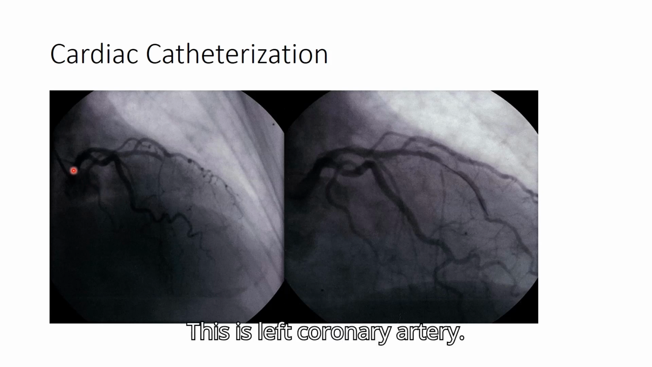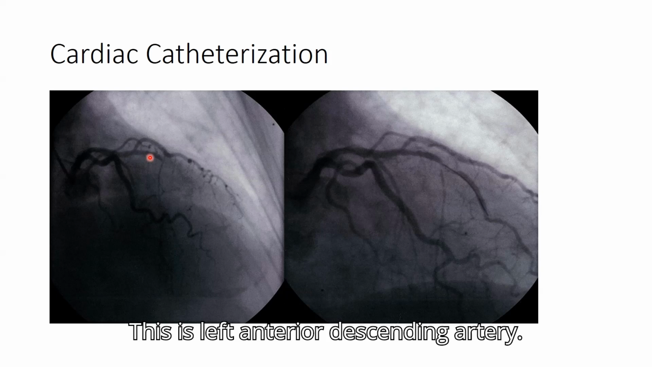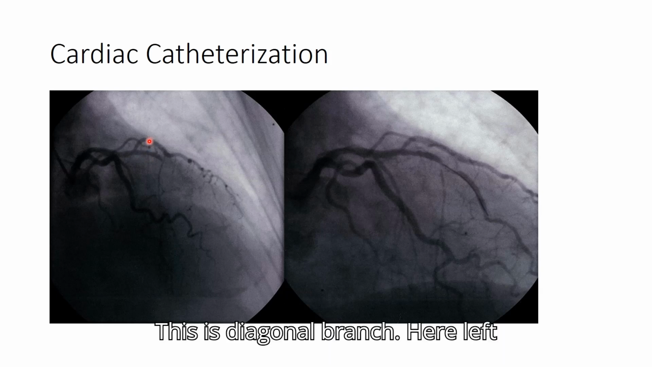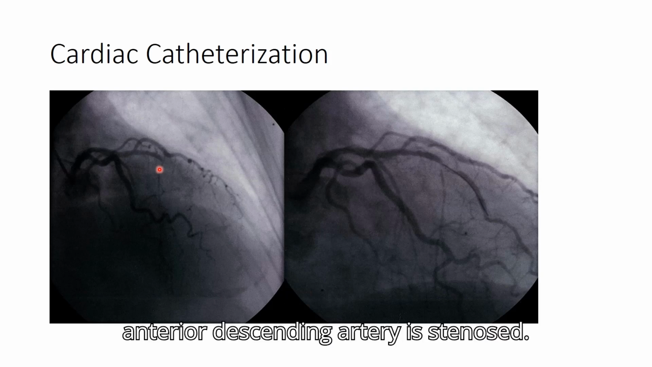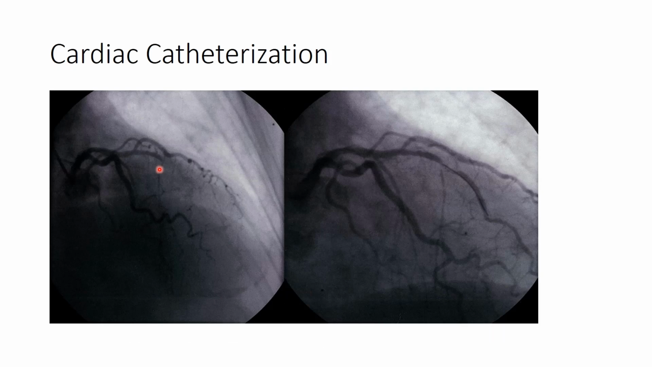This is the left coronary artery. This is the left circumflex artery. This is the left anterior descending artery. This is the diagonal branch. Here the left anterior descending artery is stenosed, so there is no blood flow further.